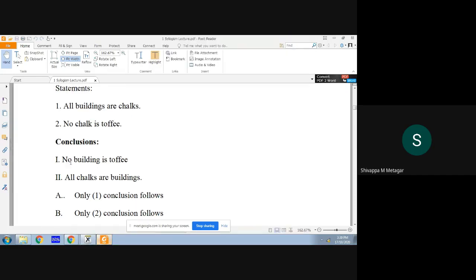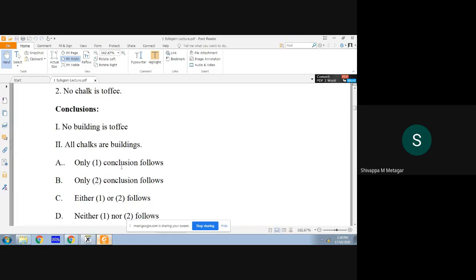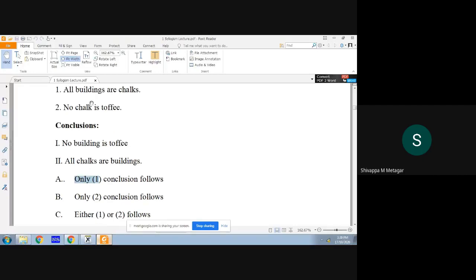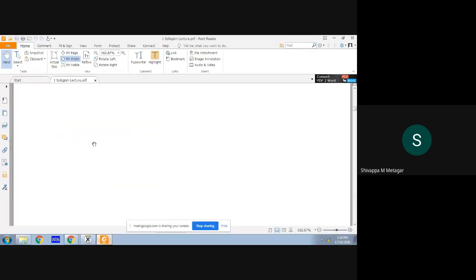Here they have given options: only one conclusion sufficient, two conclusions sufficient, either one or two, neither one nor two. Here our right answer is only the first statement is applicable or valid to give the right answer to the given question. Now we can go to the next problem statement. This is one solution for that.